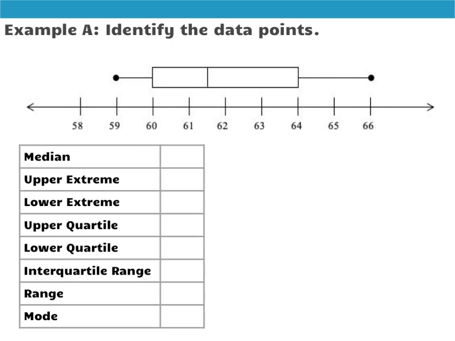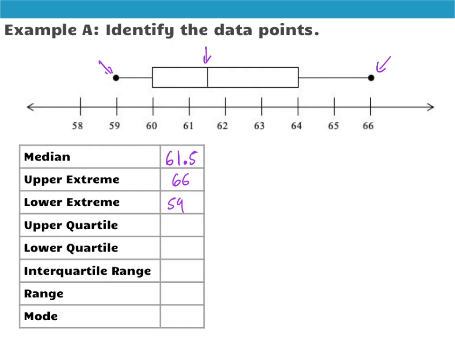Let's start with the median, which we know is this line here in the middle. That line in the middle here is between 61 and 62, right dead center. So our median is 61.5. Our upper extreme is the highest point on our graph here, so we've got 66 as our upper extreme. Our lower extreme is the lowest point on our graph, so that's going to be 59.